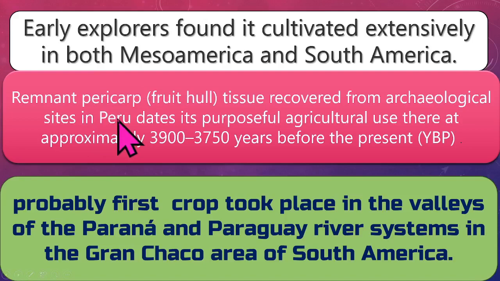Remnant pericarp and fruit hull tissue recovered from archaeological sites in Peru dates its purposeful agricultural use there to approximately 3900 to 3750 years before the present, that is YBP. Probably the first crop took place in the valleys of the Parana and Paraguay river systems in the Gran Chaco area of South America.